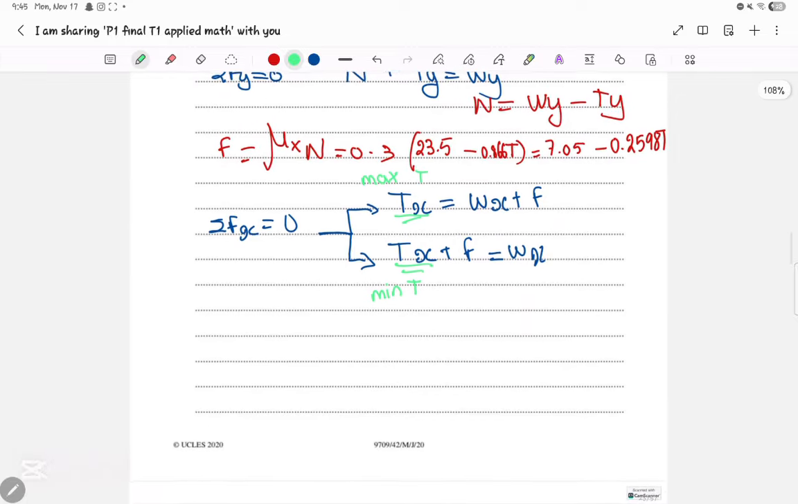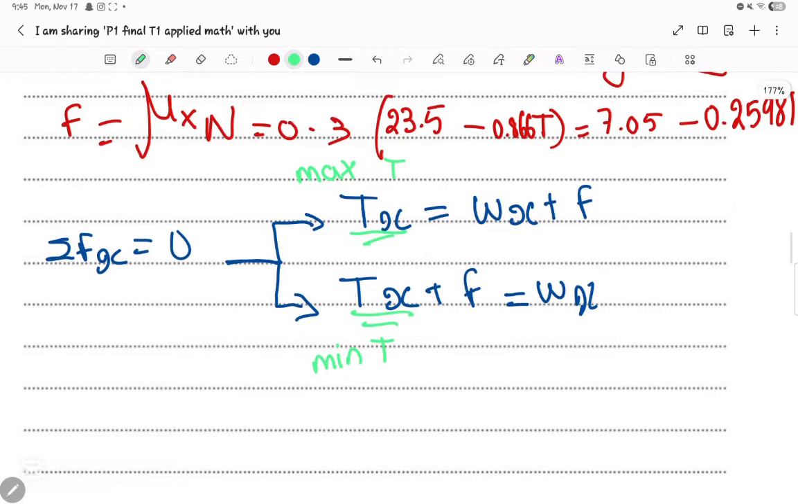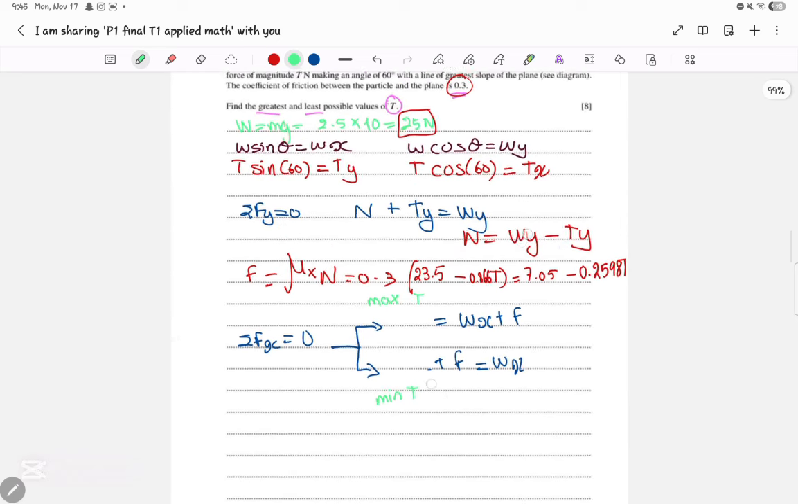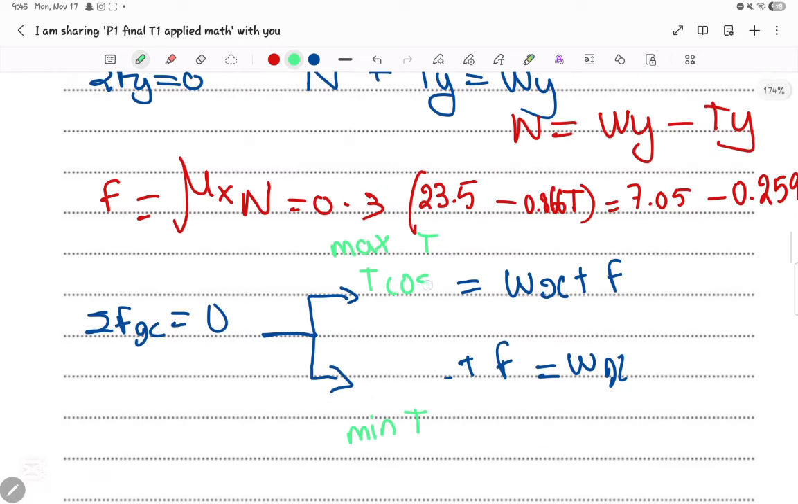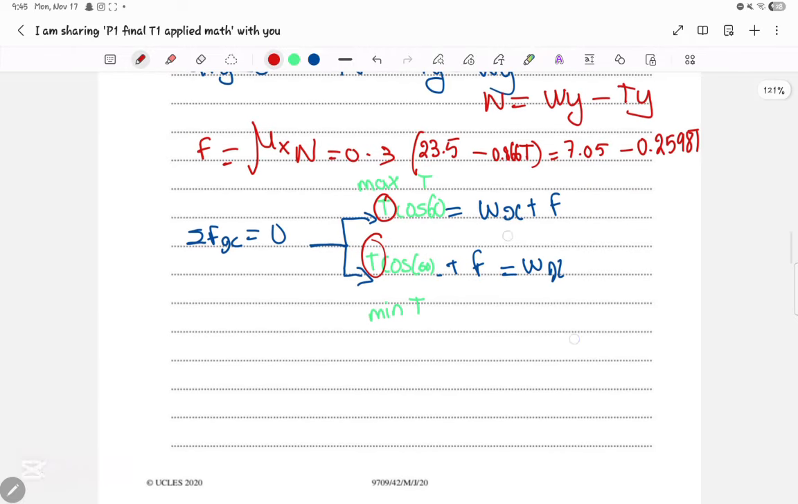So let's find the maximum tension and the minimum tension together. Maximum tension. Okay, how? Actually, let me change it into tension X. How much is tension X? Tension X is tension cosine 60. So T cosine 60. And what do I need? Am I looking for T cosine 60 or only T? I'm looking for only T. So now, this is my maximum tension, this is my minimum tension.